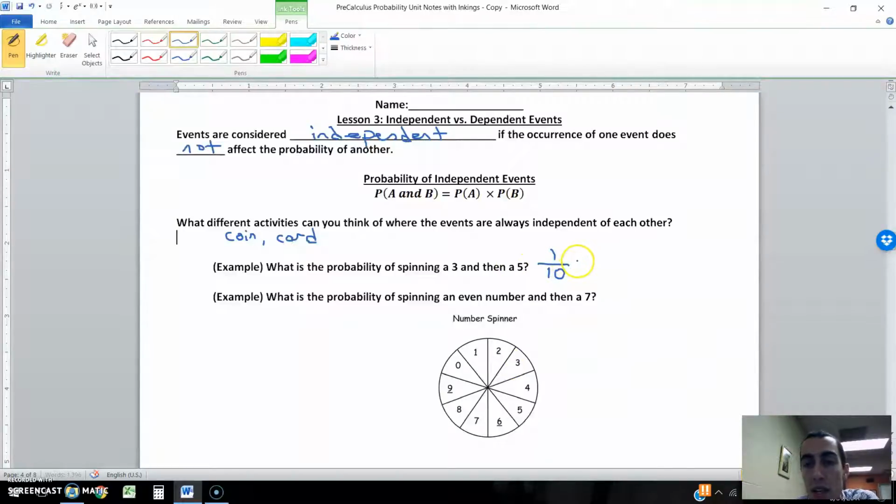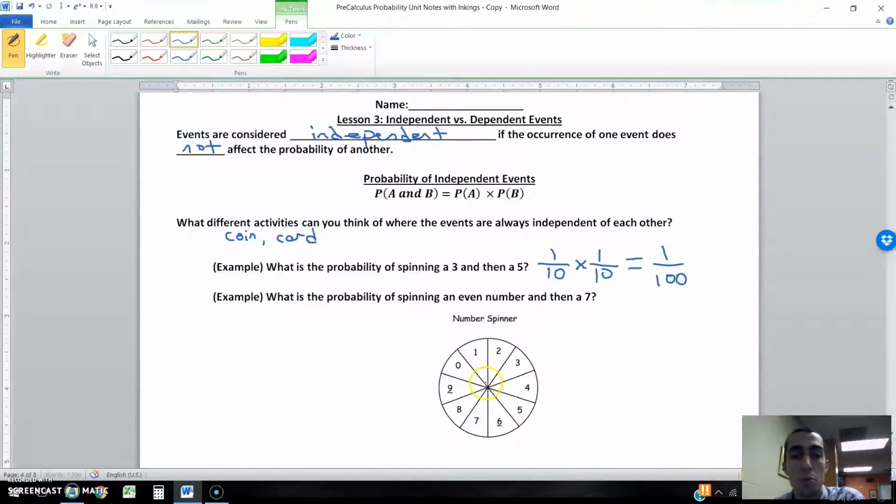So the probability of getting a 3 and then a 5 is 1/10 times, getting a 5 would be 1 out of 10 as well. So the probability of getting both of those things would be 1 out of 100, or 1%.